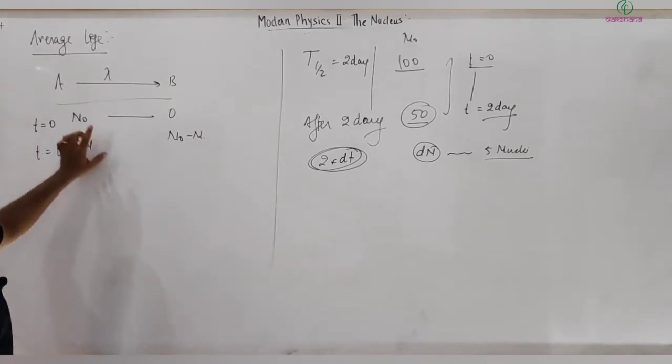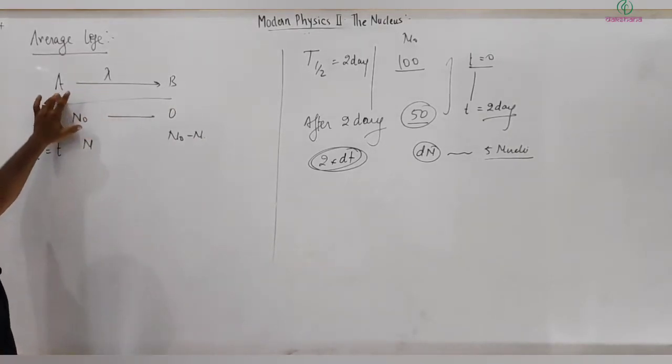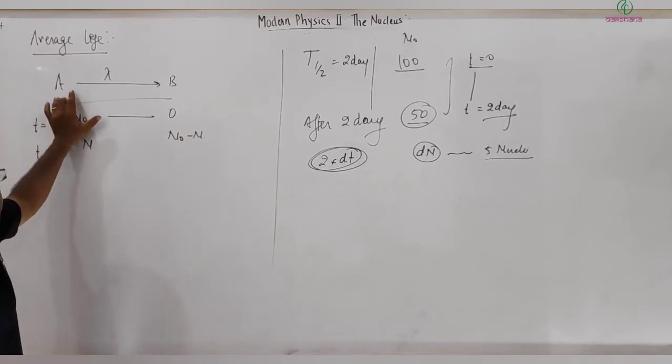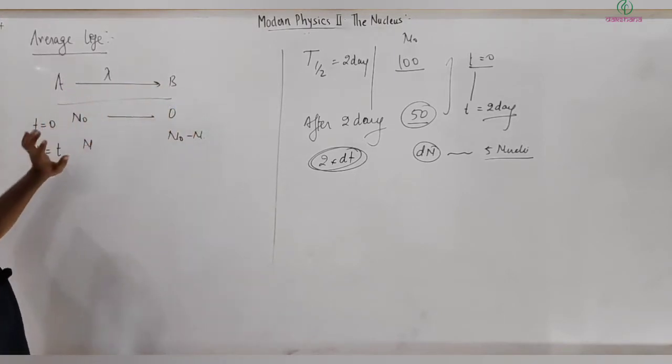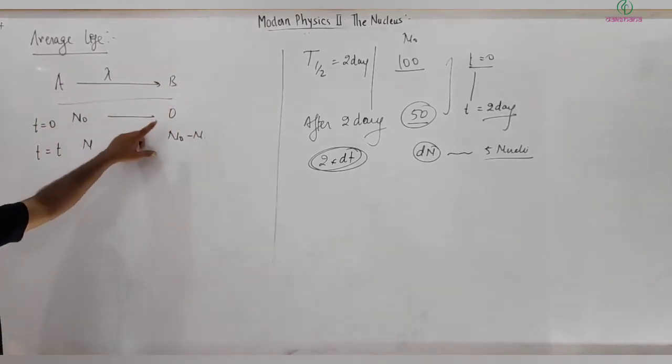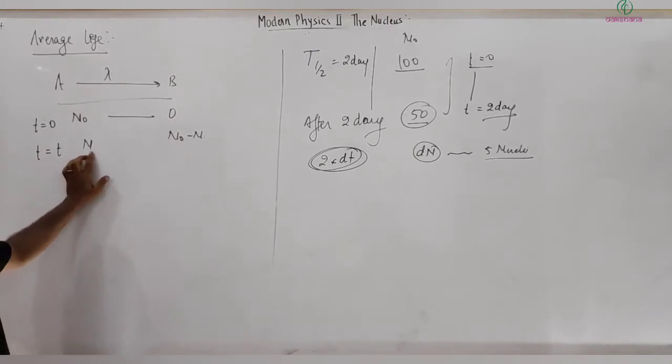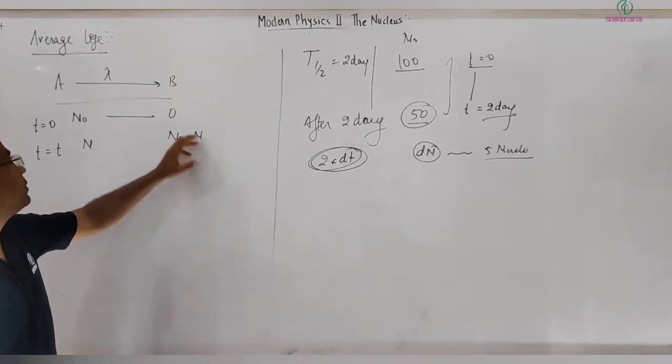Okay, so here A is the radioactive nuclei finally decaying to B. At t equal to 0, N naught number of nuclei was present. At time t, N is left for A, and N naught minus N is formed for B.